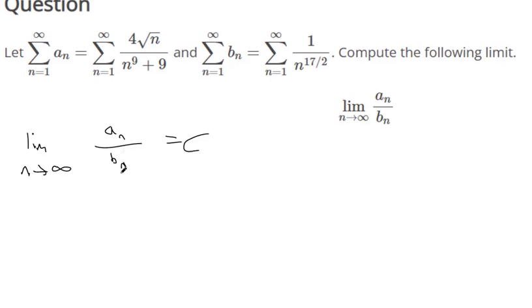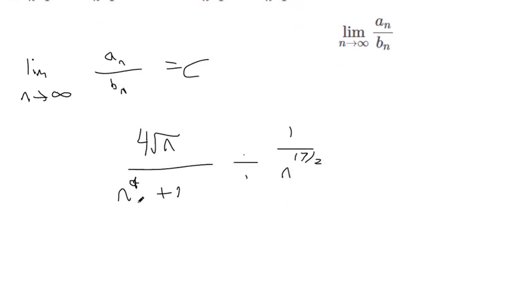Okay, so let's compute the limit that they've already set up for us, for a sub n and b sub n. We've got 4 square roots of n over 9 n to the 9th plus 9. That's a terrible 9. And then we're going to divide that by 1 over n to the 17 halves. So we'd flip and multiply the second fraction.